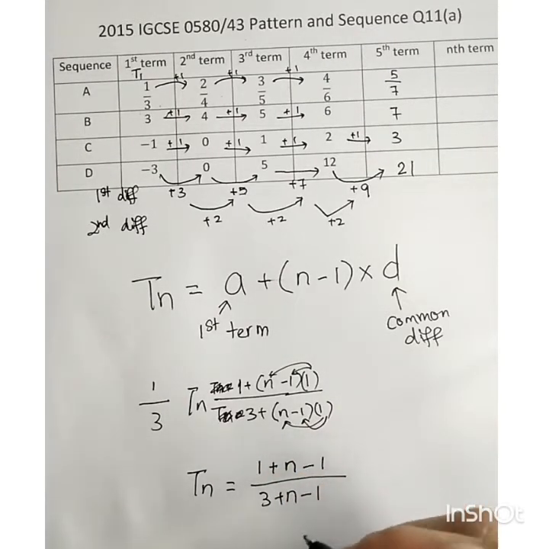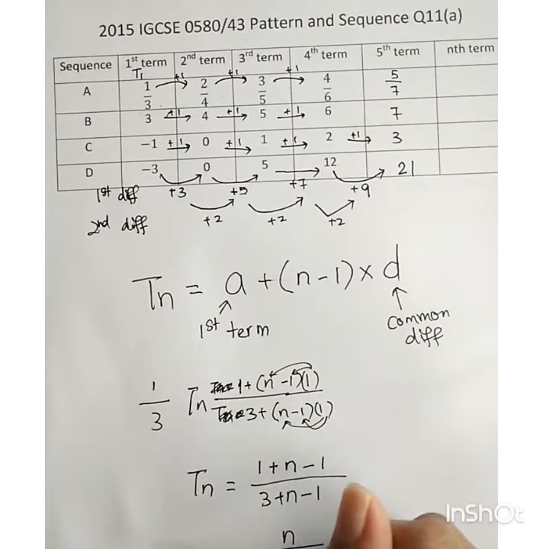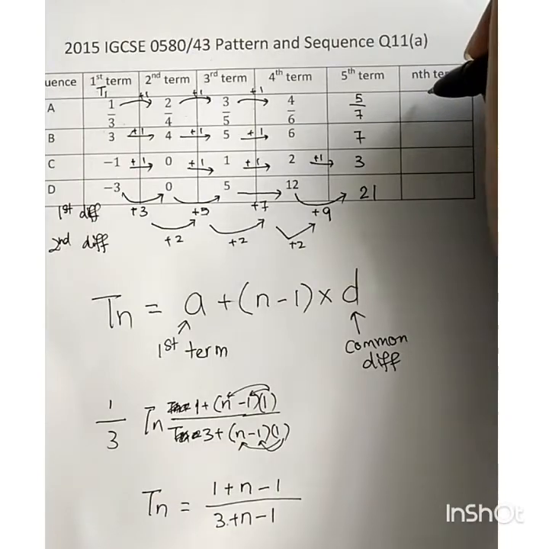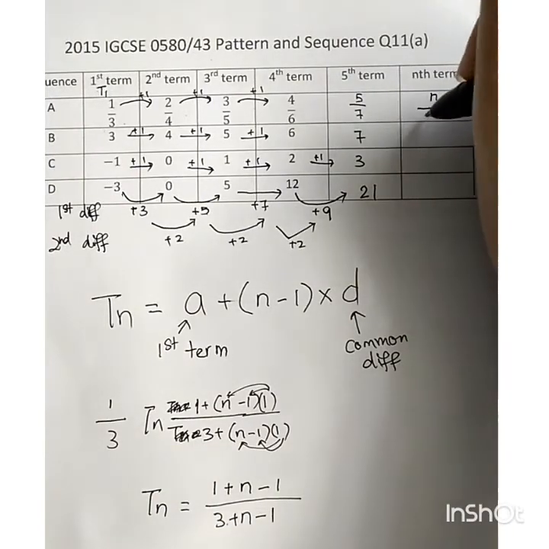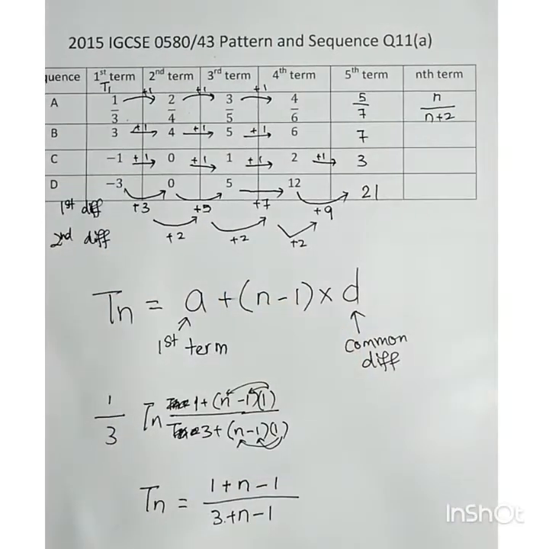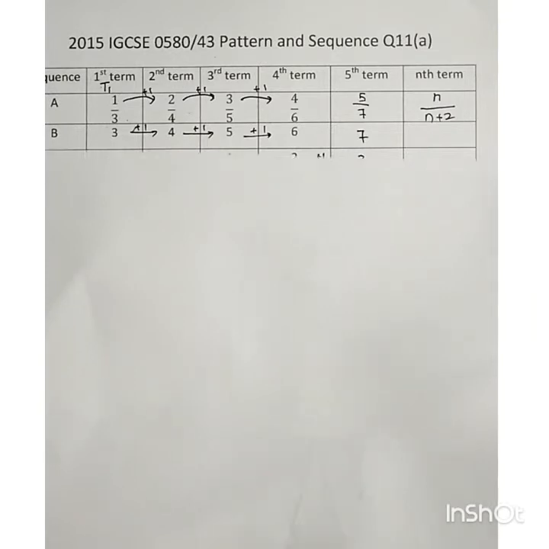So the formula will be 1 minus 1, 0. So n over 3 plus, 3 minus 1 is equal to 2. So n plus 2, or 2 plus n, but normally we would just write n plus 2, the alphabet in front before the number. So the n term will be n over n plus 2. So same thing for B and C. So let's look at B and C. I'm going to do B and C now.